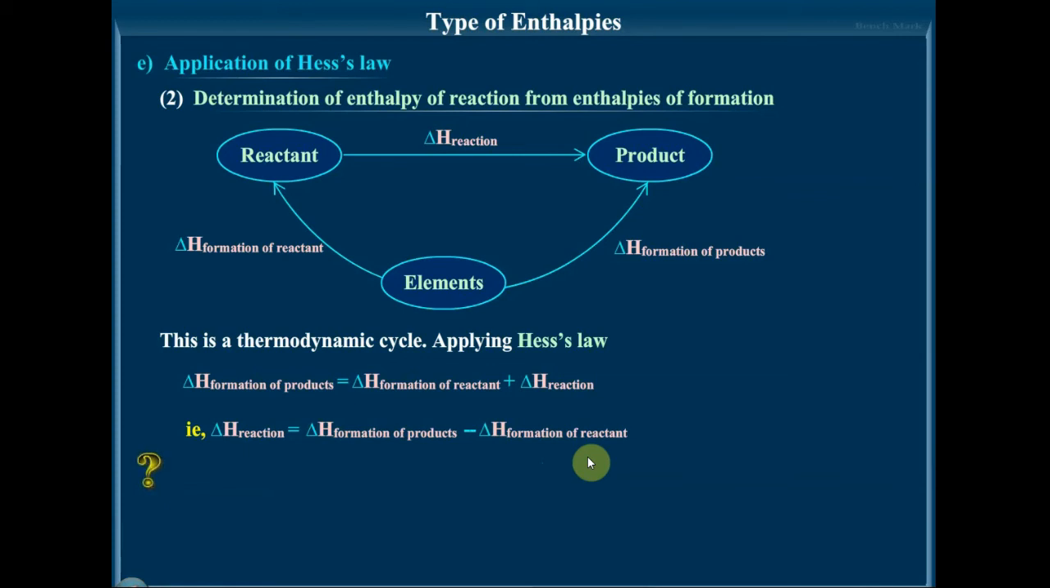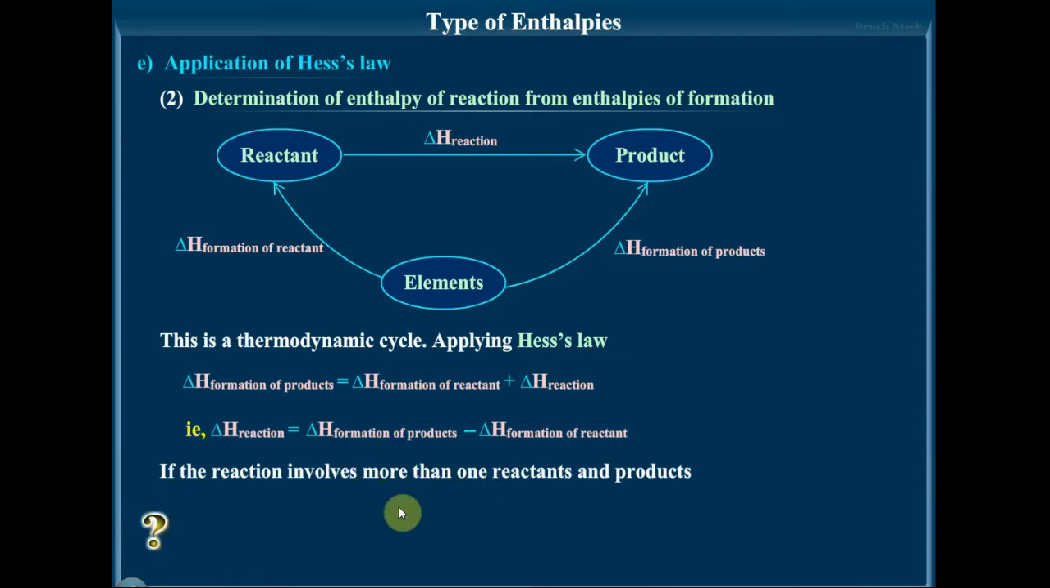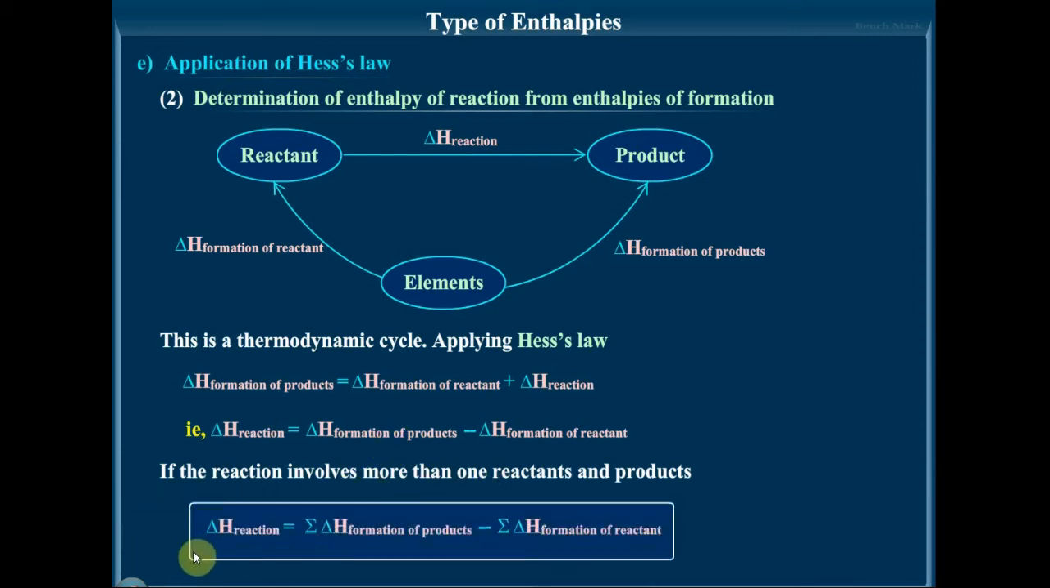And this is a very easy type of problem. You should simply know this formula, that delta H reaction is equal to delta H formation of products minus delta H formation of reactants. You need to write only this particular formula in your notebook. If the reaction involves more than one reactant and product, then delta H of a reaction is equal to sigma delta H formation of products. What is the meaning of this? Sum of the standard enthalpies of formation of all the products minus sum of the standard enthalpies of formation of the reactants.